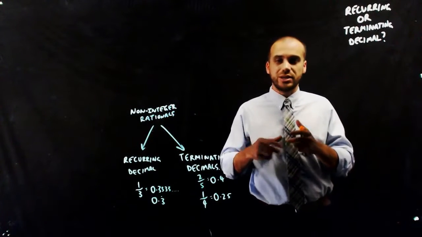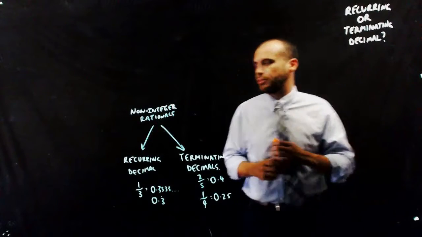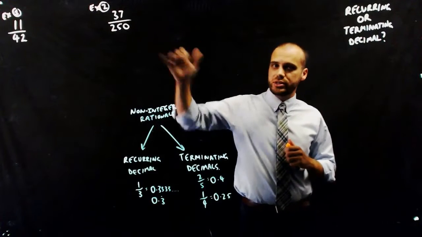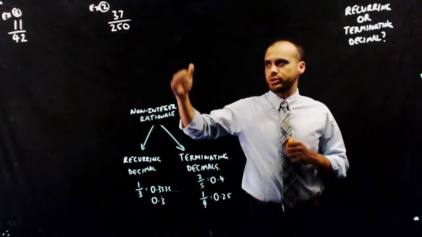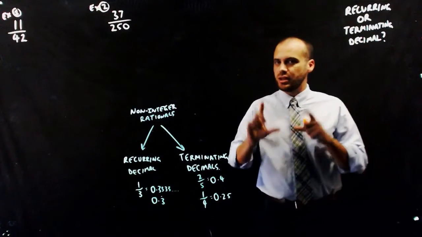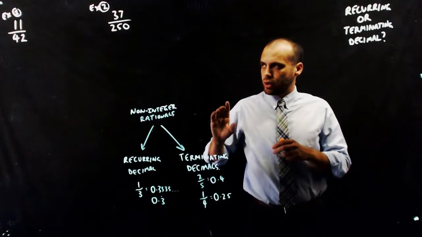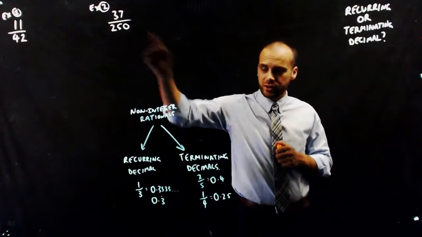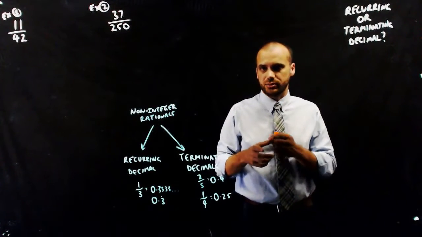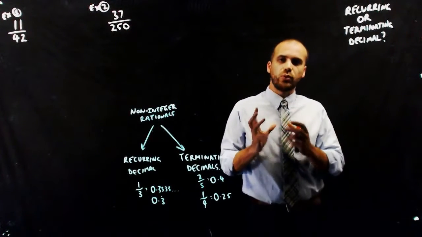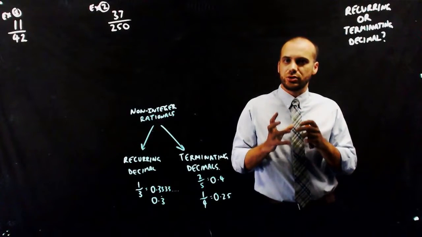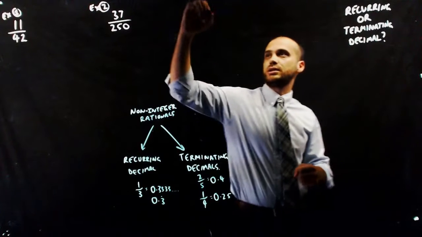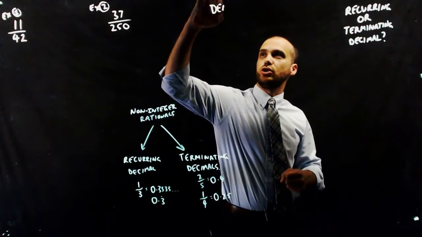And so the question is, if I were to write something up, let's go with two examples, 11 out of 42 and 37 out of 250, or 11 over 42, 37 over 250. Now the question is, is that a recurring or terminating decimal? And is that a recurring or terminating decimal? So there's really only one thing that you need to realize, two things you need to realize, but the most important one is that it's all about the denominator.